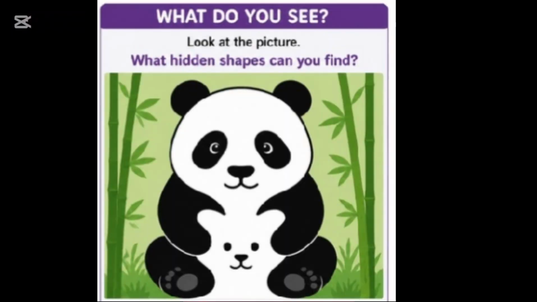Yes, there's a panda. Correct. And another animal. What does the other animal look like? Yes, it's a cat. Good job. You guys are paying attention.